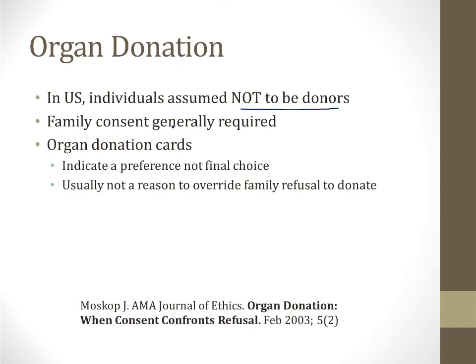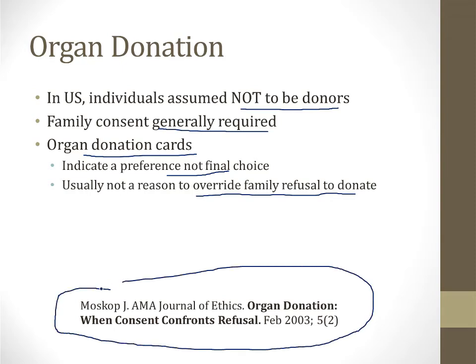In the United States, family consent is generally required in order for a patient to become an organ donor. And importantly, organ donation cards, which many people carry in their wallets, are not enough for a patient to be considered an organ donor. These indicate a preference, but not a final choice, and they are usually not a reason to override a family refusal to donate. If you want to read more about this, there is a nice discussion on it in the AMA Journal of Ethics. But the bottom line here is that most experts agree that an organ donation card alone is not sufficient to override a family that refuses to donate a patient's organs.